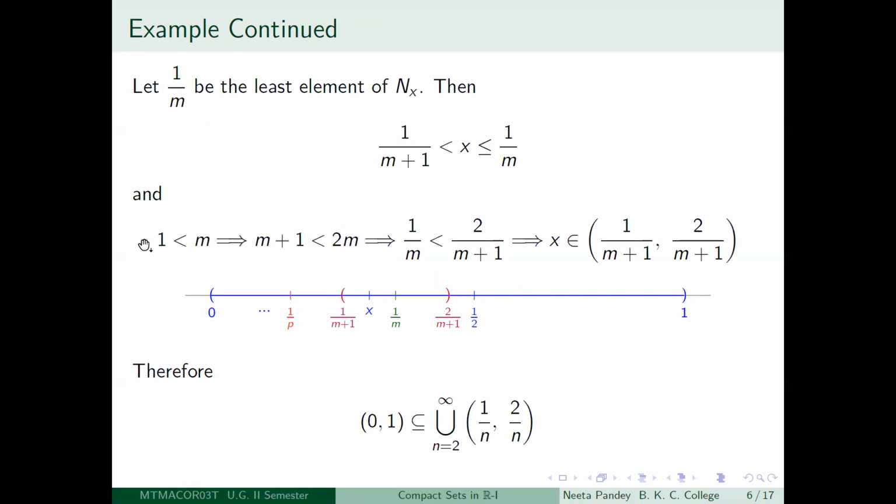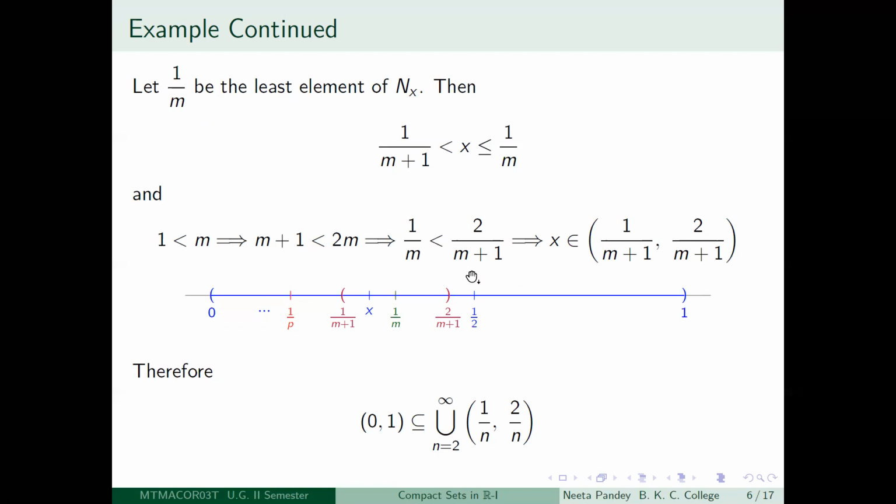So therefore, if you add m on both sides of this inequality, what do you get? You get m plus 1 is less than 2m. m plus 1 is less than m plus m, right? So therefore, you just divide by m into m plus 1 on both sides. Then what will you get? You will get 1 by m here, and you will get 2 by m plus 1 here, right? 1 by m is less than 2 by m plus 1. And this is true because this is true.